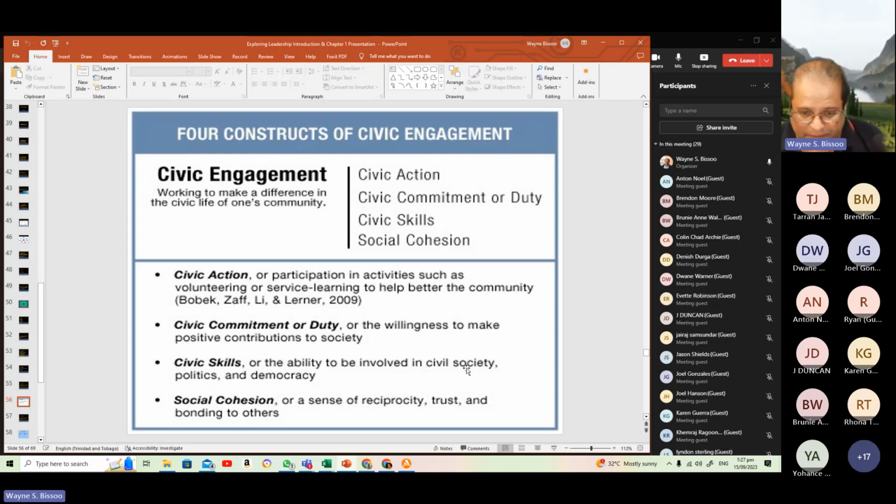Developing trust with other people, doing things not because you're going to get something back, but because it's going to get paid for, those kind of things. Being involved in politics and democracy. So those are some of the actions that you get into.